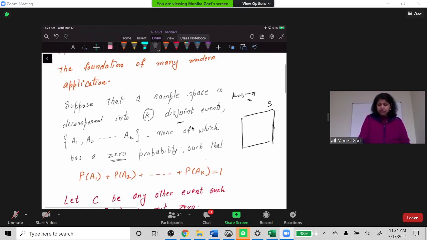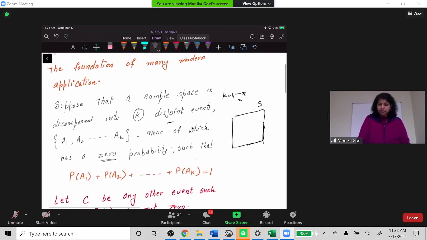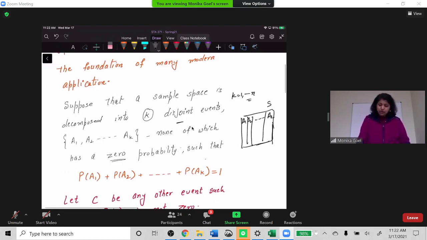We take a sample space, and I know that the probability of this whole sample space is 1. I divide it into k disjoint events: this is my A1, this is my A2, this is my AK. When you look at the probability of A1, probability of A2, up to probability of AK, the sum is 1. K can be any number, 5, 7, 9, 11, 13. So when we divide a sample space into multiple disjoint events, the sum of the probabilities of all the events adds up to 1.